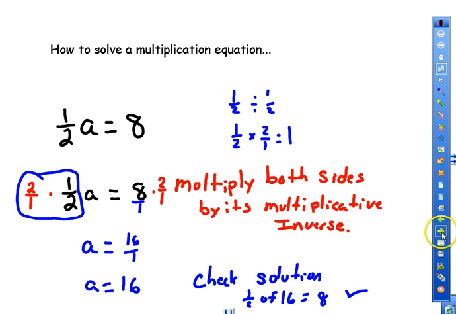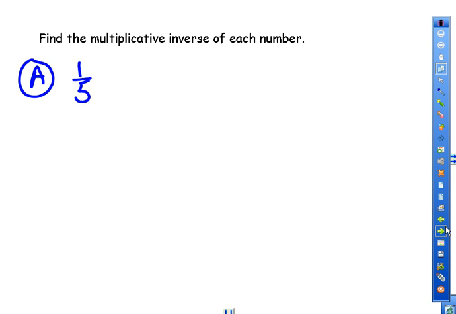So let's look at solving some of these next few problems. Well, the first one says, actually the first 3 are going to be the same directions, which would be find the multiplicative inverse of each number. And that's all you're doing. So go ahead and hit pause and solve letter A.